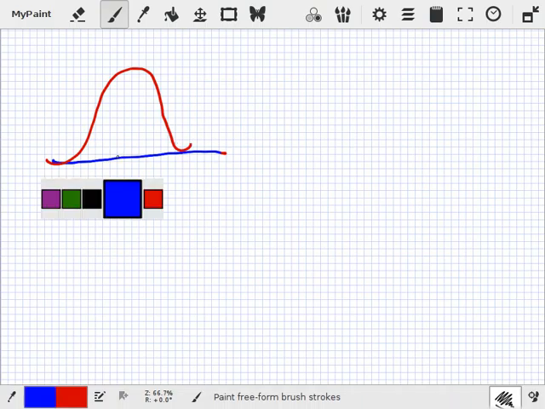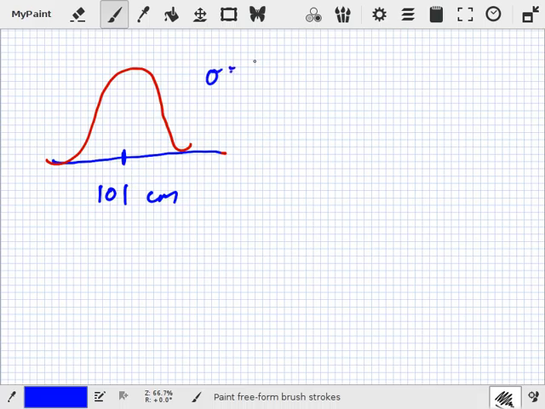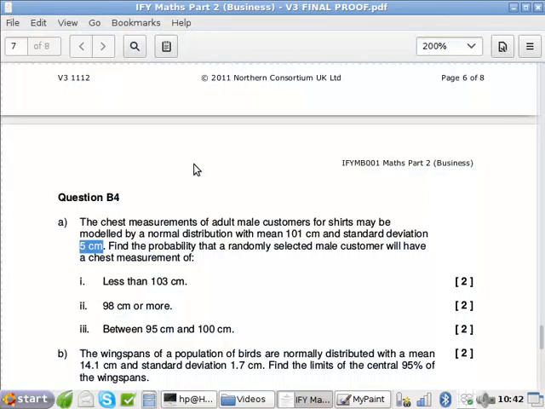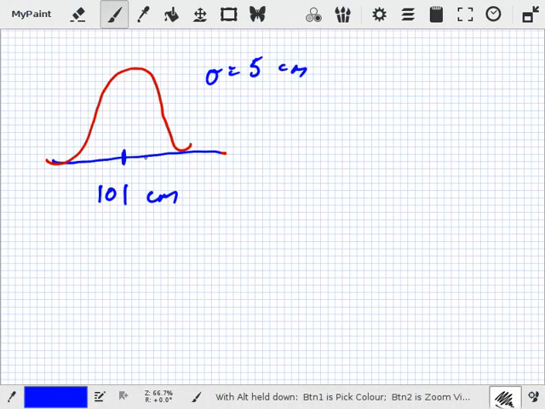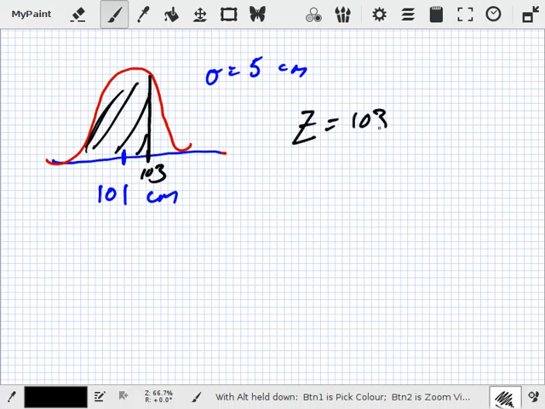What's the mean? 101. And the standard deviation? 5. And the first question is, how many are less than 103? So here's 103. Mark it off. So we have to calculate our z-score. 103 minus 101 over 5. So that would be 2 over 5.